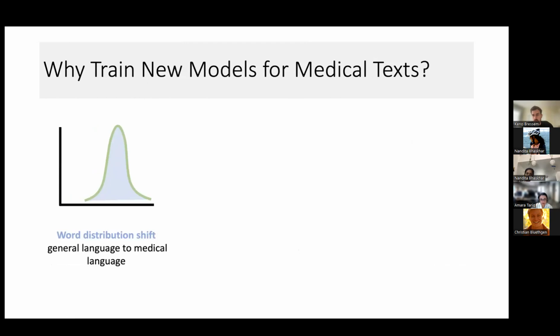The problem is that we have a word distribution shift in medicine. So we have the general language and the medical language, because we doctors like to express ourselves in a way that other people can't understand us. So we use a lot of other words, mostly Latin words, to express ourselves and to refer to body parts or procedures and so on.